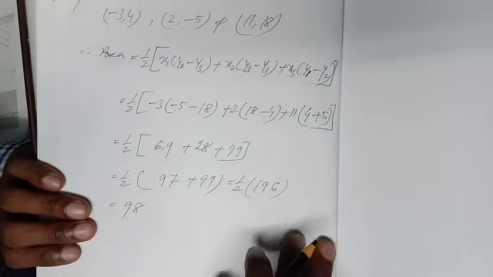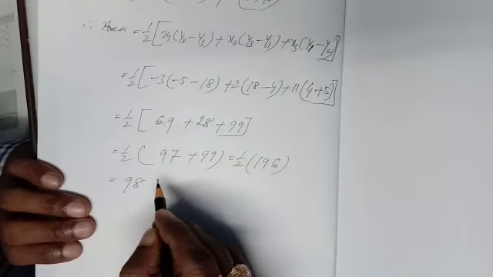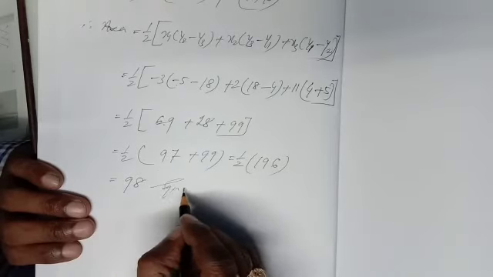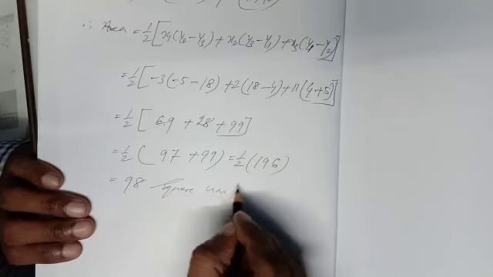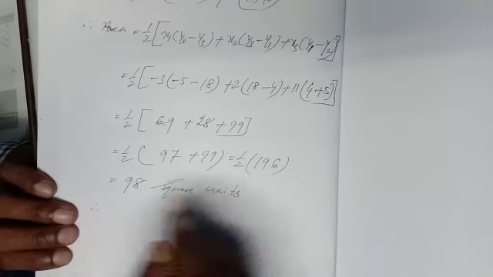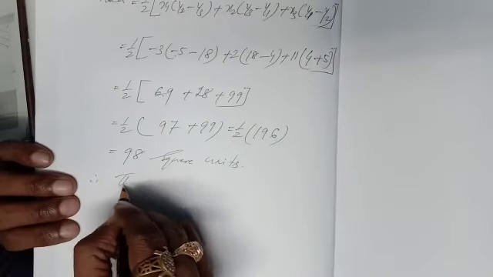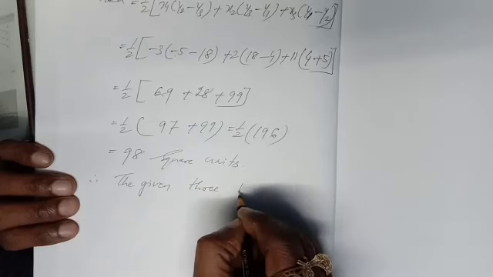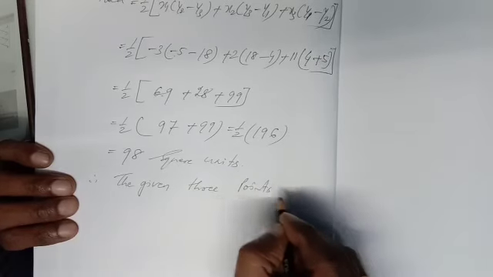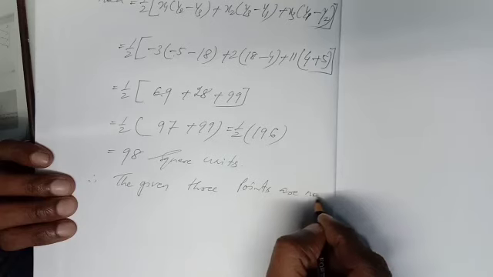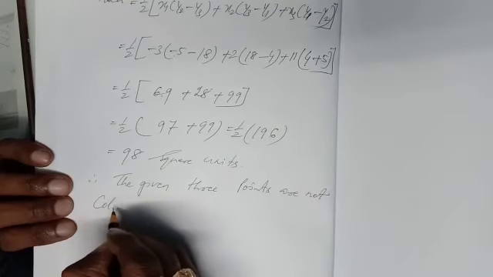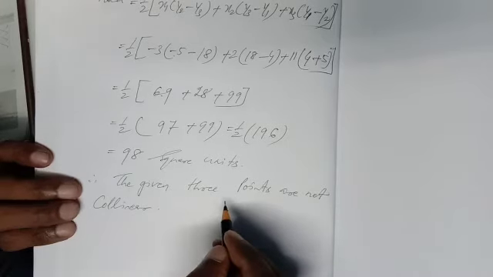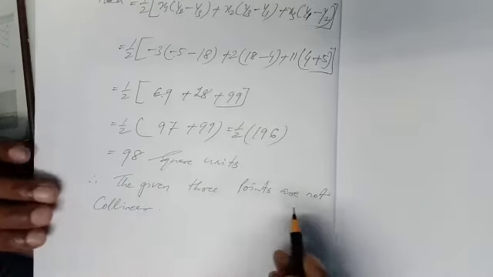98 coming. Okay. That means the 3 points are not collinear. 98 square units. Therefore, the given 3 points are not collinear. If the area will be 0, that means the 3 points are collinear.